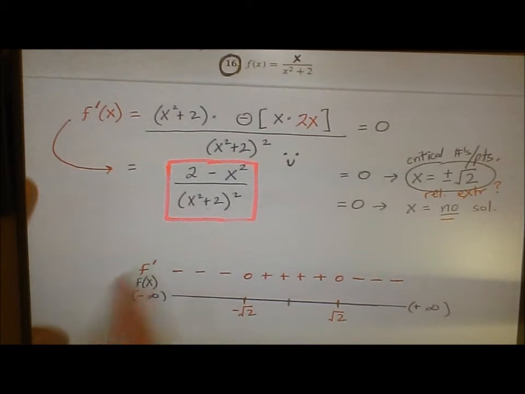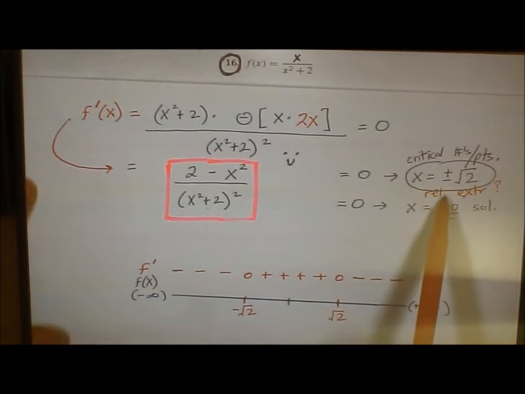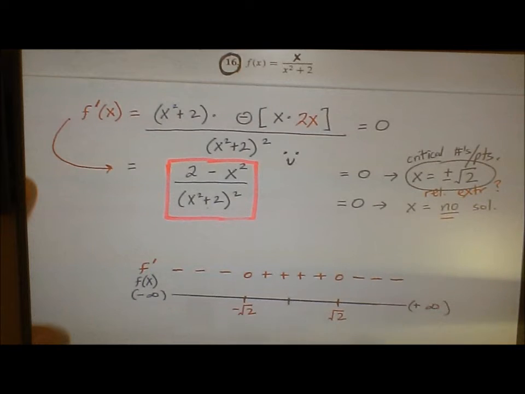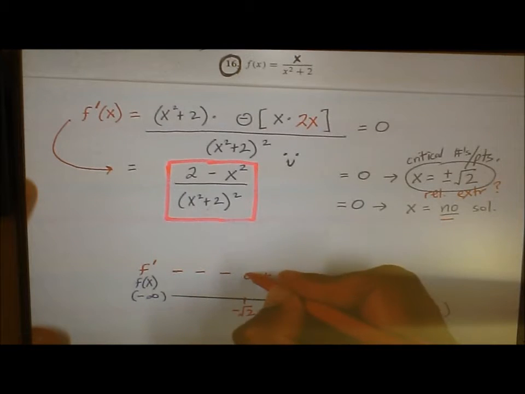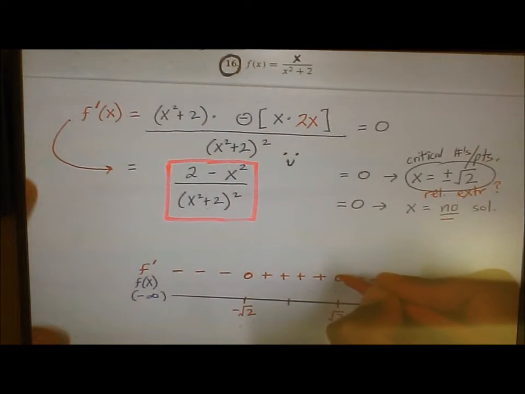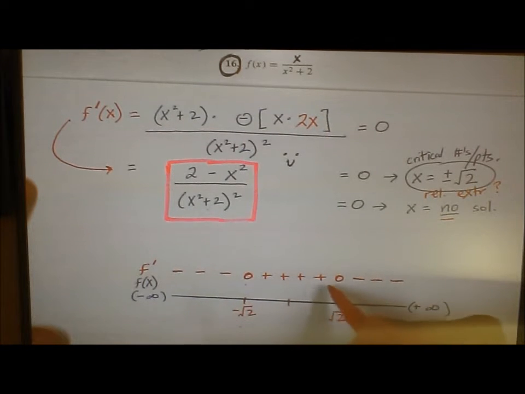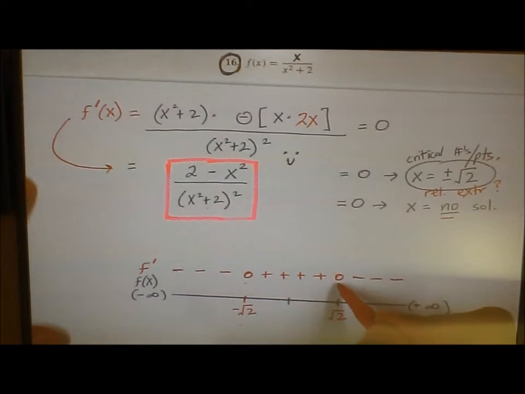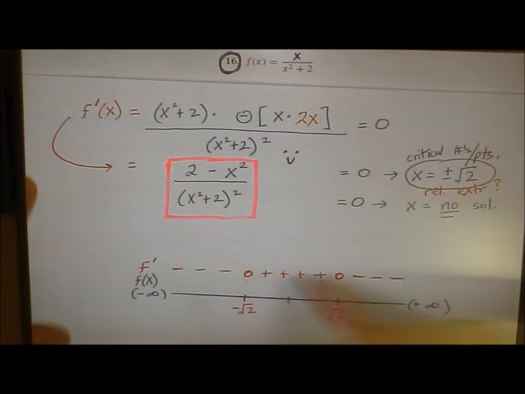Step 2, make a sign chart to figure out if indeed they are relative extrema, or just to get more information about it. So I put negative root 2 and positive root 2 on my sign chart, and over here I put values of 0. If they had come from the denominator, what would these values have been? Undefined. Okay, but because they came from the numerator, the values of f prime are 0 and 0.